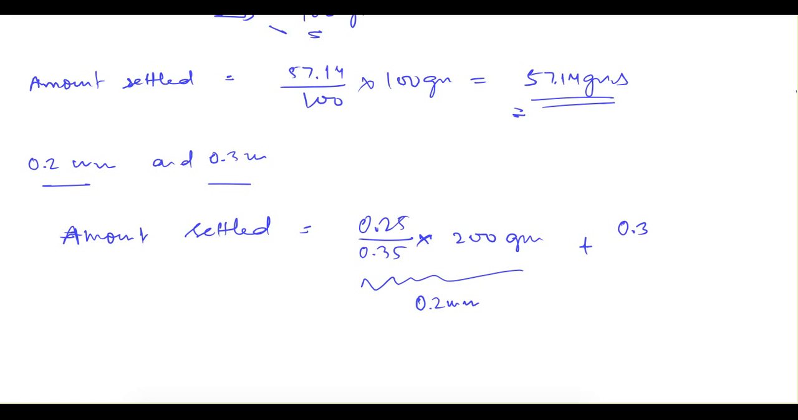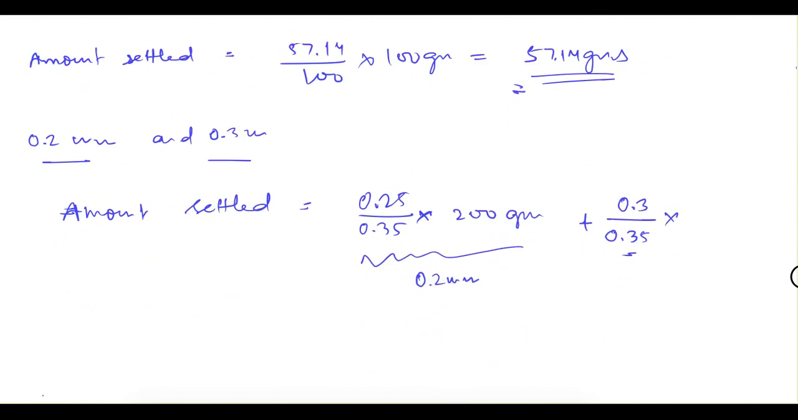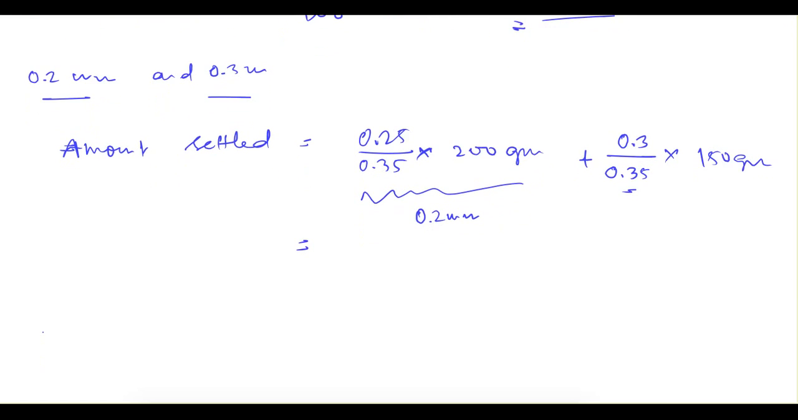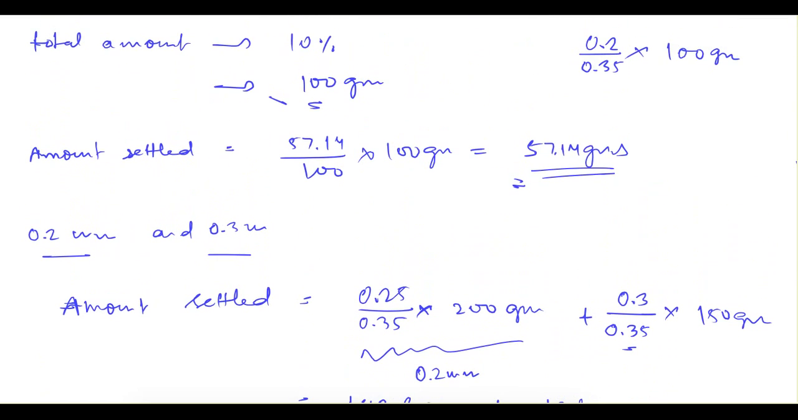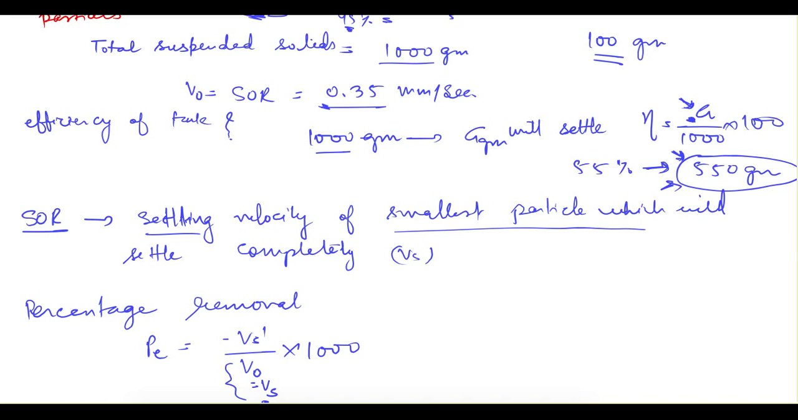So for 0.3 mm, the settling velocity is 0.3 mm per second, and the surface overflow rate is 0.35, multiplied by its amount, which is 15%. It means the amount is 150 grams. If we calculate this, for 0.2 mm it is equal to 142.8 gram, and for 0.3 mm it is 128.5 grams. So we have obtained this for all three, that is 0.1, 0.2, 0.3, and for the remaining three also we had obtained this 550 gram.